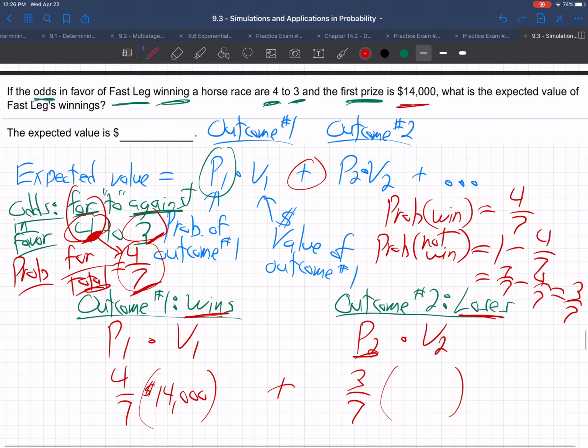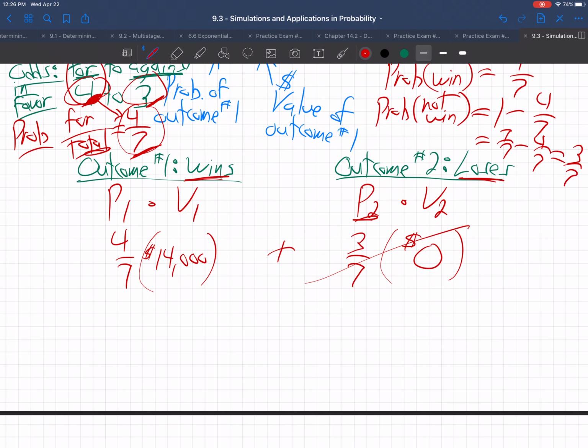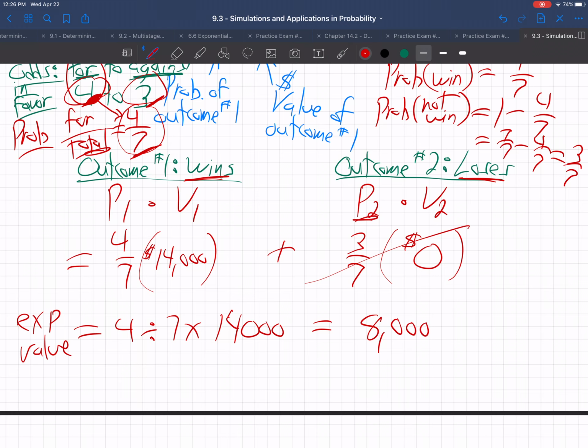What do you get monetarily if Fast Leg loses? Well, you get nothing. $0. So really this just goes away. It's just 0. So we just take our calculator. So the expected value, what we expect Fast Leg is worth, we take our calculator. 4 divided by 7 times 14,000, hit equals, and we get $8,000.